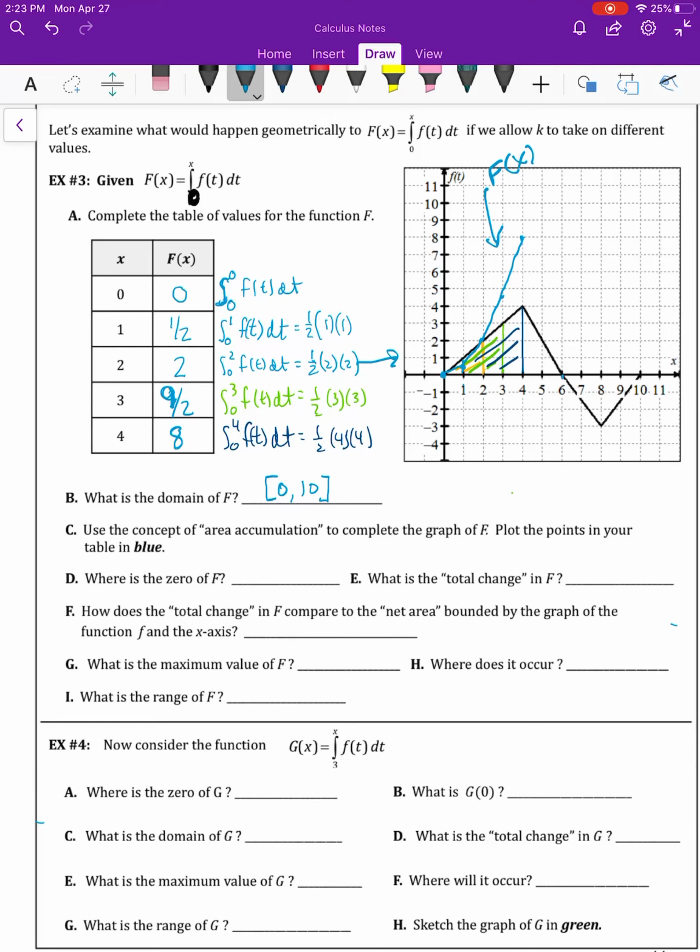Where is the 0 of capital F? So where do you think that 0 is? I've got definitely at x equals 0, there is a 0. What is the total change in F?